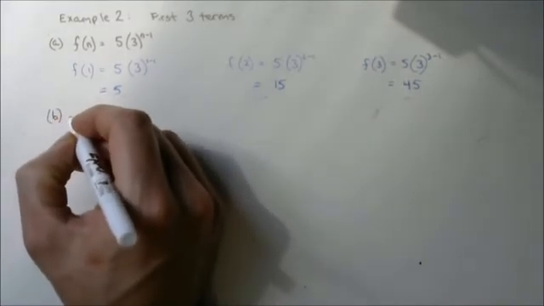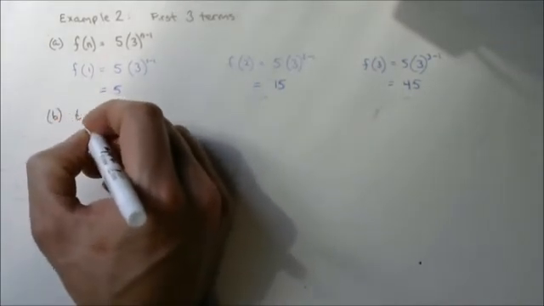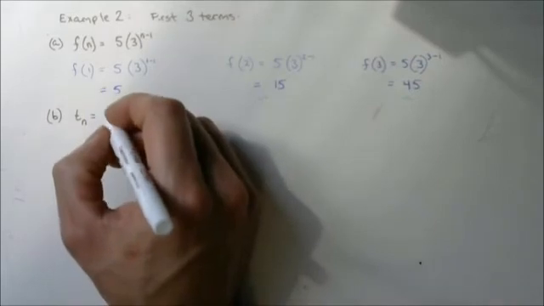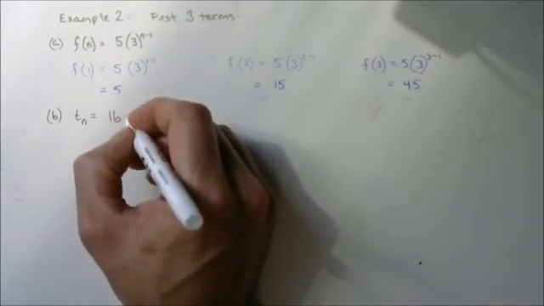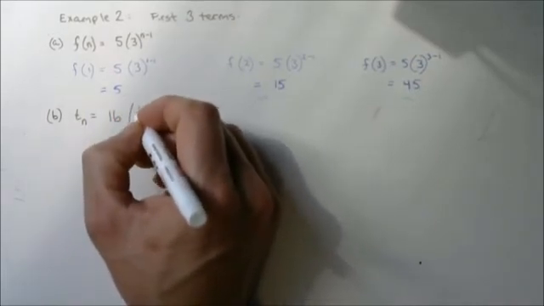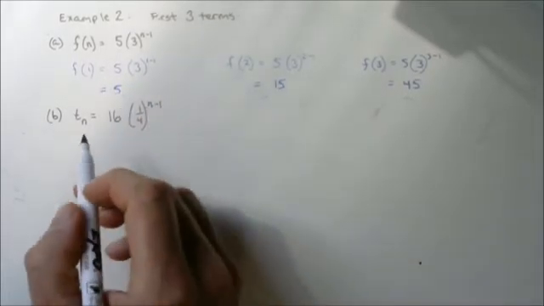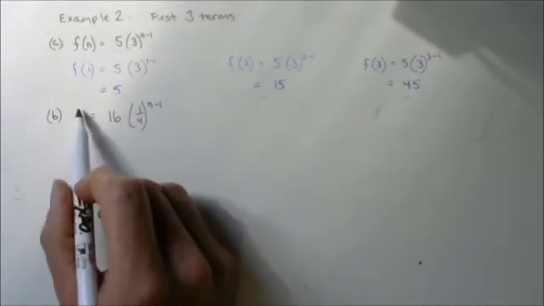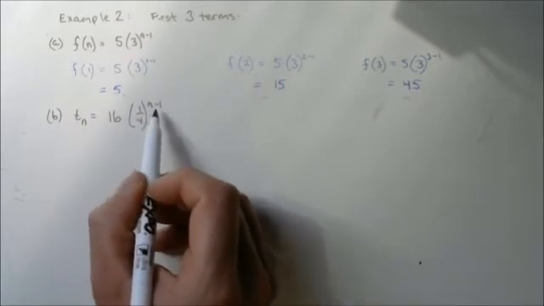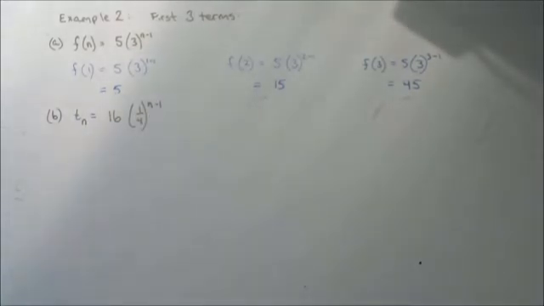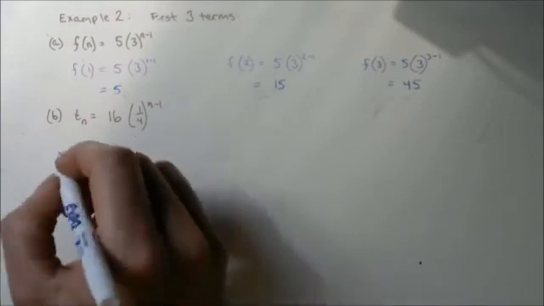B, the function that we are given, the equation for the general term is t sub n equals 16 times 1/4 to the power of n minus 1. And take note again, it's always the general term and to the power of n minus 1. Okay, so here we go.